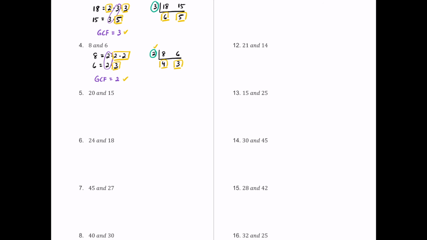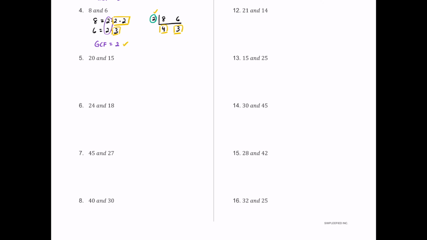Let's check out number 5. For number 5, we have the numbers 20 and 15. So for 20, the prime factorization is going to be 2 times 2 times 5. And for 15, the prime factorization is going to be 3 times 5. Now, what do they have in common? I think they only have the 5 in common, so that's the GCF. The GCF, the greatest common factor, is going to be 5. It's the biggest number you can split 20 and 15 into evenly.